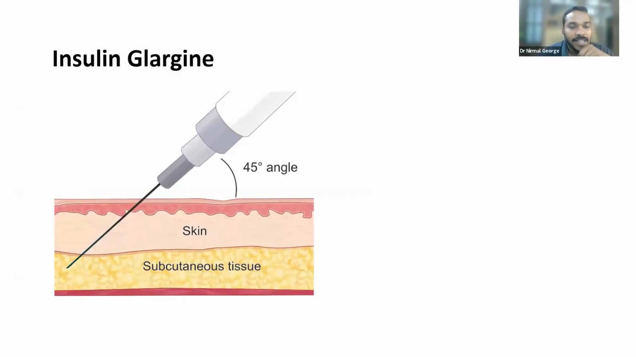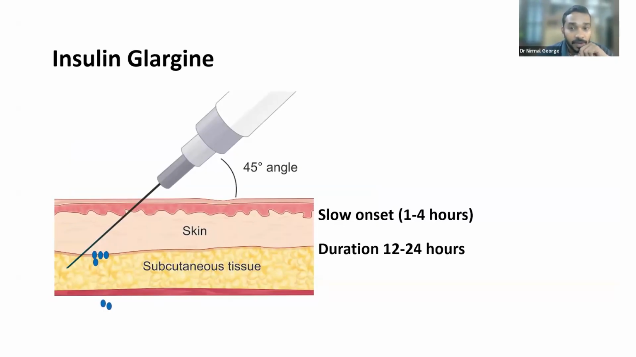So insulin glargine is formulated in acidic pH. Our subcutaneous tissue is in basic pH. So this will precipitate in the subcutaneous tissue, and then it will be slowly released into the systemic circulation. So it has got a slow onset from 1 hour to 4 hours, and it has got longer duration of action. It acts from 12 to 24 hours.